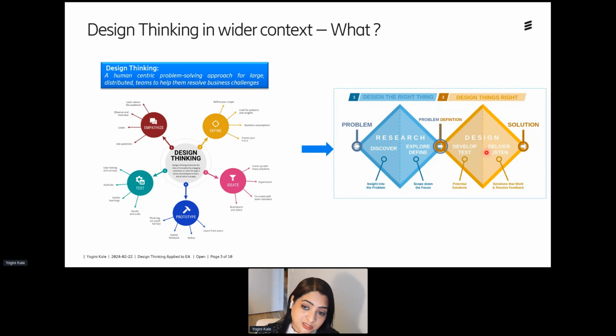And then when you get into the next diamond, it is more about designing things right, where you identify the potential solutions, you develop prototypes, and you release those for receiving customer feedback. Now, it's important to understand that you can go into iterations at the end of each of these diamonds, depending on what was the outcome of each cycle. So if you think that you do not have enough information towards the end of the first diamond, then you could actually go back and iterate and repeat the first diamond.